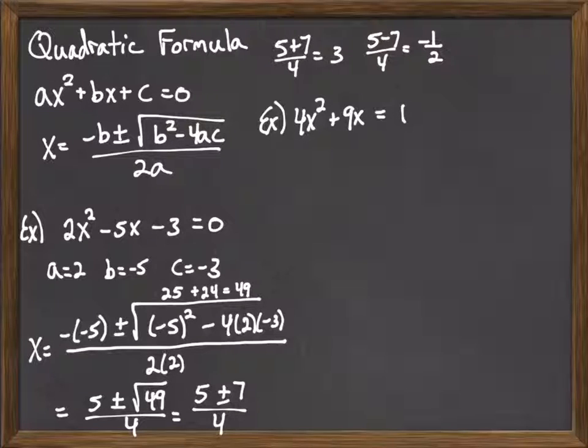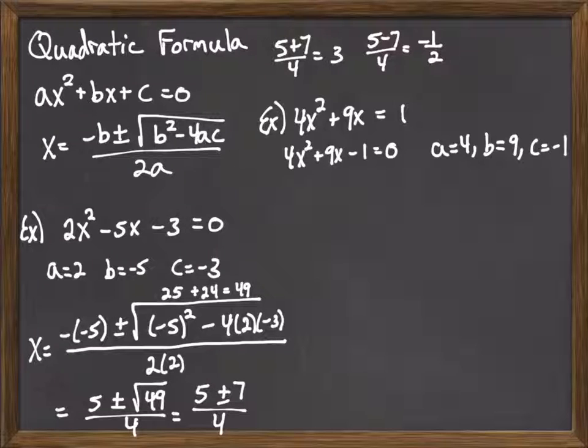This equation does not start out in the required format, so we have to have everything on one side equal to 0. We bring the 1 over by subtracting it from both sides. Now our equation meets the required format, so again we recognize what a, b, and c are in this problem, and then we plug those into our quadratic formula.